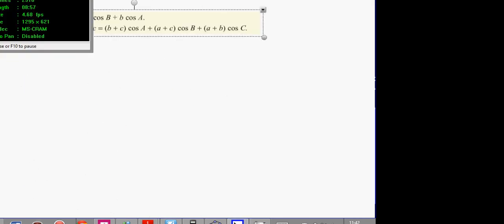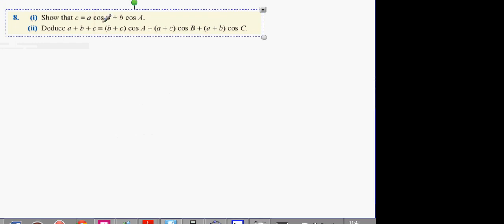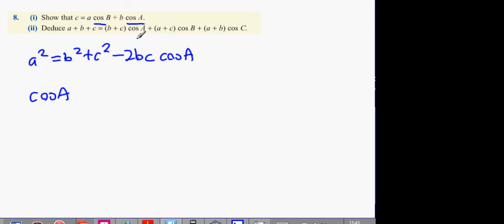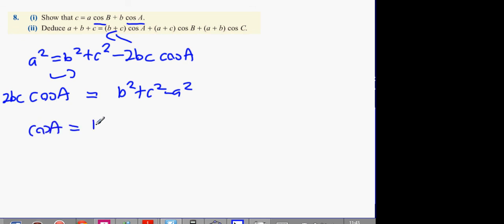Alright guys, let's try another one. Number 6. On both sides, okay, we have A cos B, B cos A. We're going to use what we did last time, okay? So what did I do last time? At the start, I said A squared. I always start off with the cosine rule. And I'm going to isolate cos A. I'm going to move that one to the left and this one to the right. So I'm going to have 2BC cos A equals B squared plus C squared minus A squared. Bring the 2BC down. Cos A equals B squared plus C squared minus A squared all over 2BC.